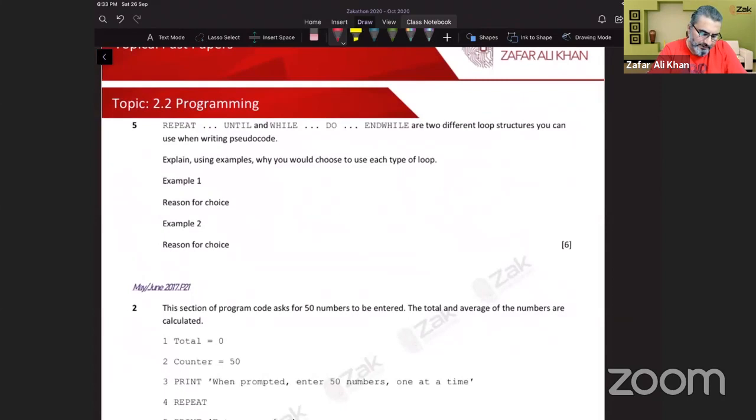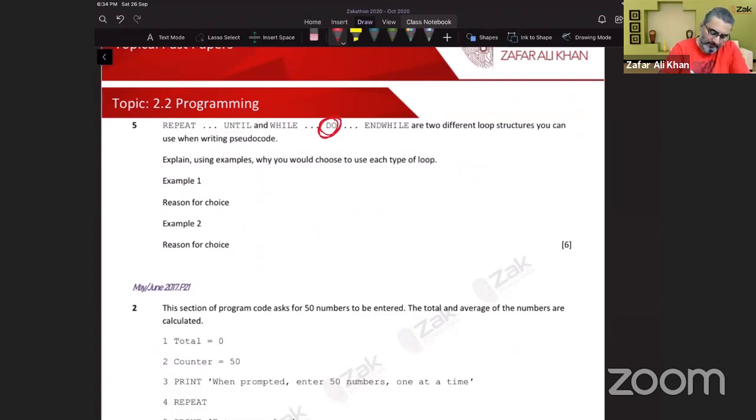Now this is a good question. It says repeat until and while do while are two different loop structures you can use when writing pseudocode. Explain using examples why you would choose to use each type of loop.